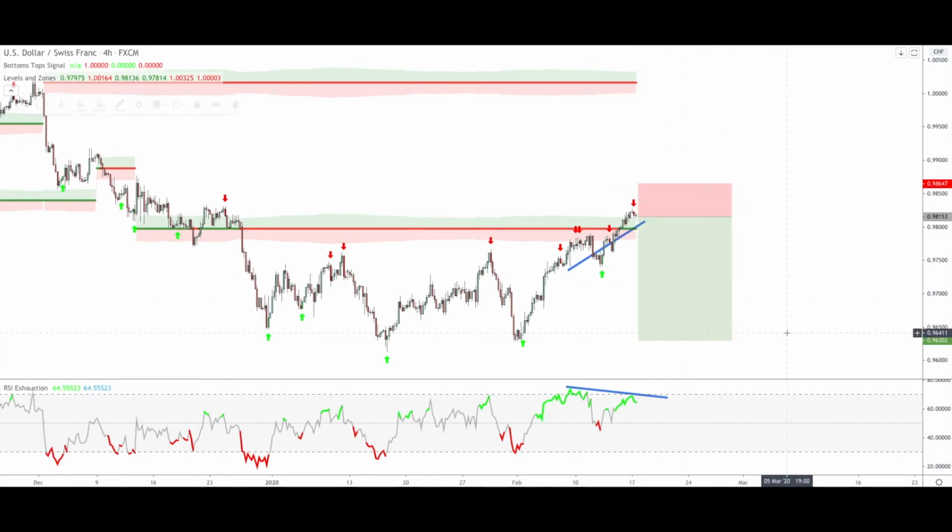So the target would be down here. Why? Well, because, as you can see, let me draw a line here. This level was tested at least twice, and even this one is a test of this level. So this level is not like a major level like this one, which is drawn by the levels and zones, but it's some level which is somewhat respected. So this could be an indication of where to place the target.